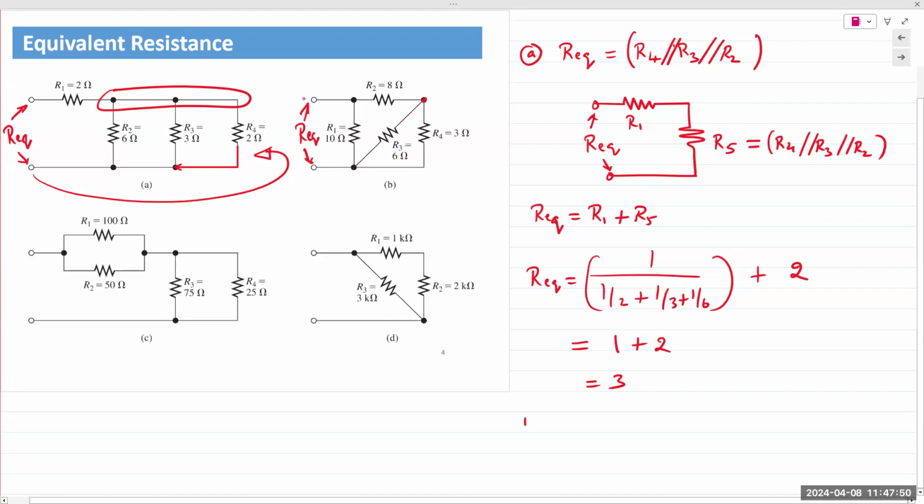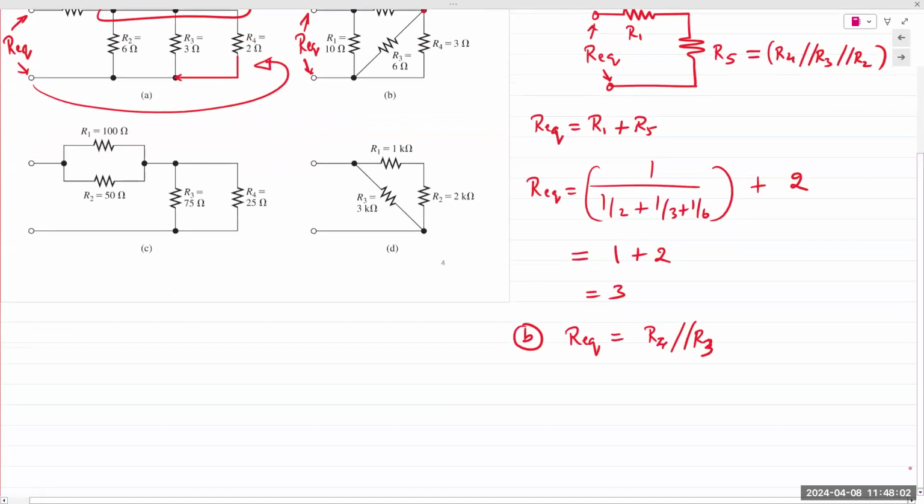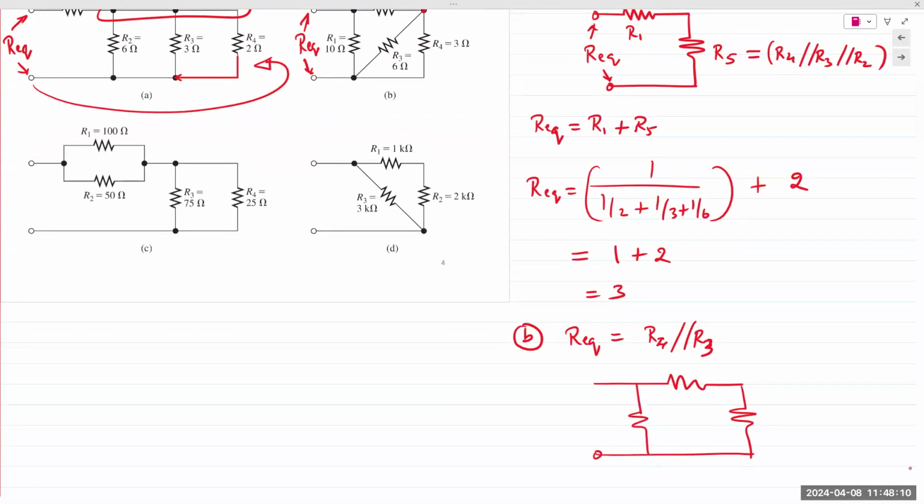So for B, I start at the farthest end. I get R4 and R3 are in parallel. And so my circuit now looks like this. By the way, when you're showing me your work in the quiz or in the final exam, you can draw out the circuit diagram or you can write out the equations. I'm doing both right here. As an engineer yourself, it will always help you to draw it out, especially in this class.